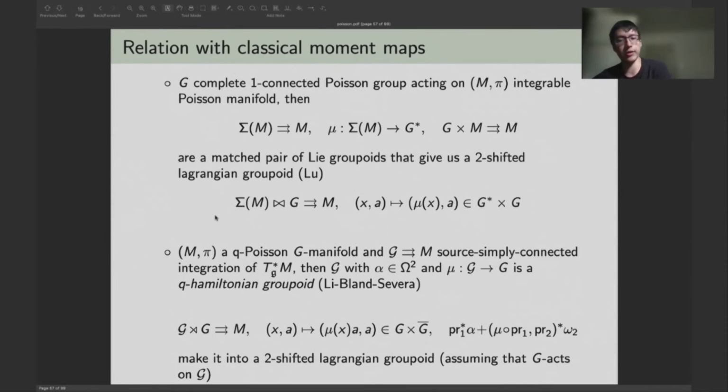There's also the notion of quasi-Hamiltonian groupoid introduced by Li-Bland and Ševera. And in that case, what they have is a quasi-Hamiltonian G-space, which is also a Lie groupoid, and is equipped with a two-form, which is not multiplicative, but it satisfies an equation that we can now interpret as being isotropic. But the point is that using one of these objects, we can cook up a two-shifted Lagrangian groupoid by this recipe, by taking, instead of this complicated construction, just a semi-direct product.